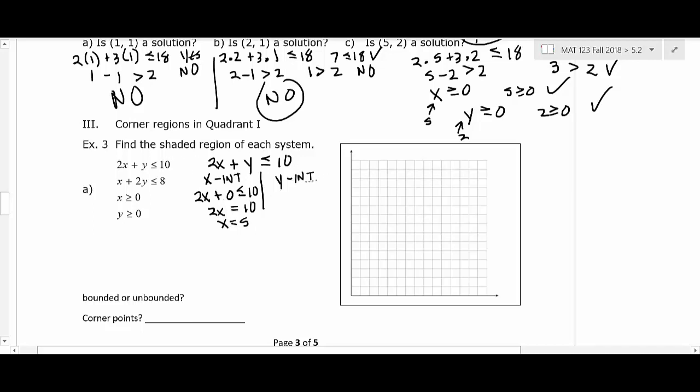When you do a y-intercept, you're going to let the x go to 0. So you have 2 times 0 plus y equals 10. That will be y equals 10. Okay, now what I'm going to do is show you how to do this in your head.